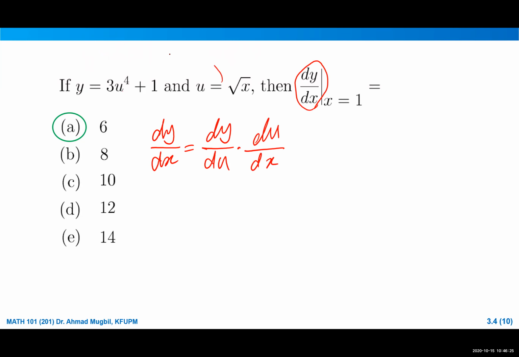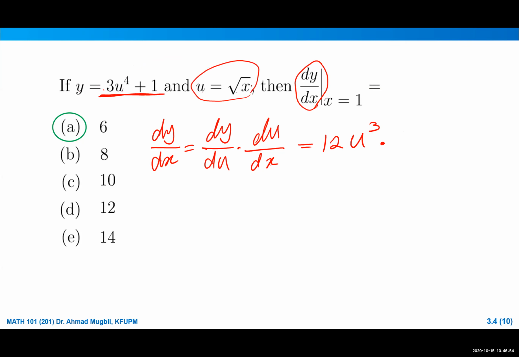Of course, you can substitute here. In this example, it is easy, but in others, it will not be easy, so it is better to apply it like this. Now, what is the derivative of y with respect to u? It will be 3 times 4, which is 12u to the power 3, plus 0, because the derivative of 1 is 0. This is the derivative of y with respect to u, times the derivative of u with respect to x.